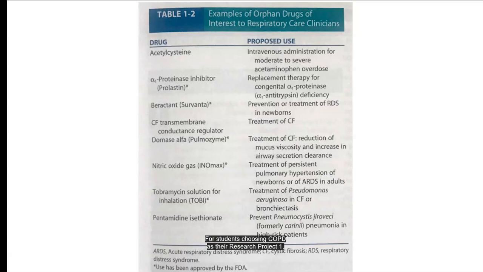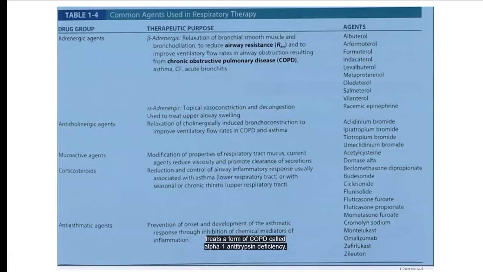For students choosing COPD as their Research Project 1, A-1 proteinase inhibitors, such as prolastin, will be of interest as it treats a form of COPD called alpha-1 antitrypsin deficiency. Medications on Table 1-4 include our adrenergic bronchodilators, such as albuterol, and long-acting adrenergics, such as salmeterol, Serevent, our anticholinergics, such as ipratropium bromide, Atrovent, and long-acting anticholinergics, such as tiotropium bromide, Spiriva. Of course, we are familiar with these medications we use every day.